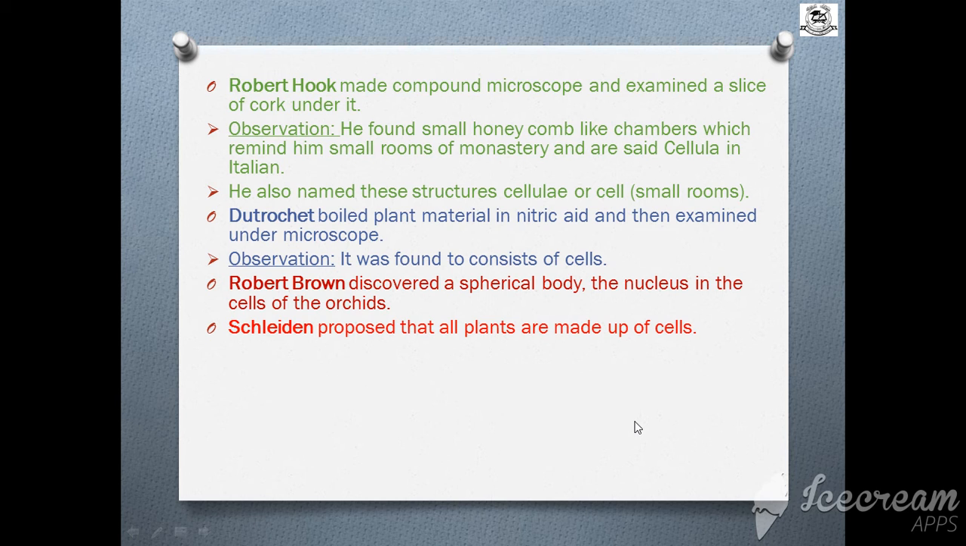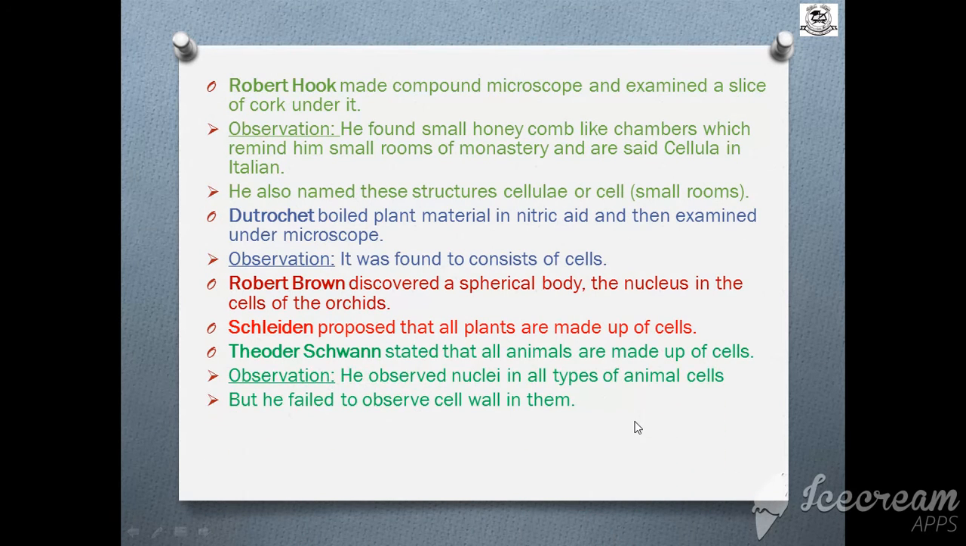German botanist Schleiden proposed that all plants are made up of cells. And after Schleiden, Theodor Schwann stated that all animals are made up of cells. What did he observe? He observed nuclei in all types of animal cells, but he failed to observe cell wall in them because cell wall is a part of plant cells. It is not present in animal cells.